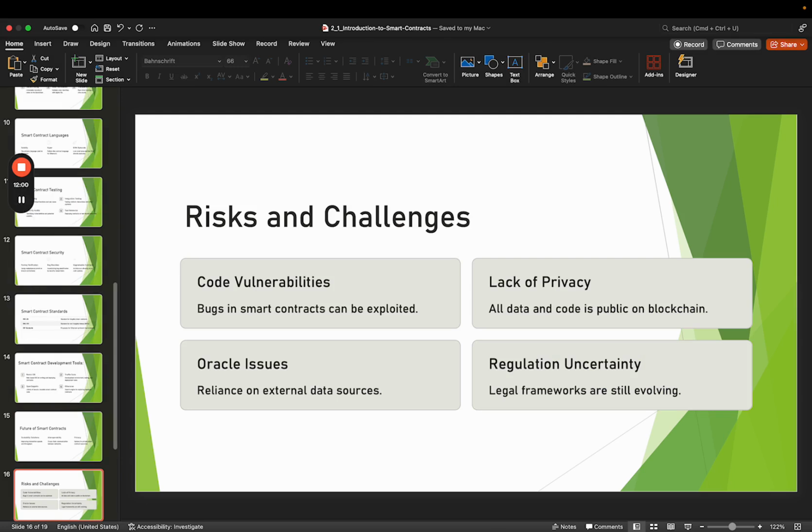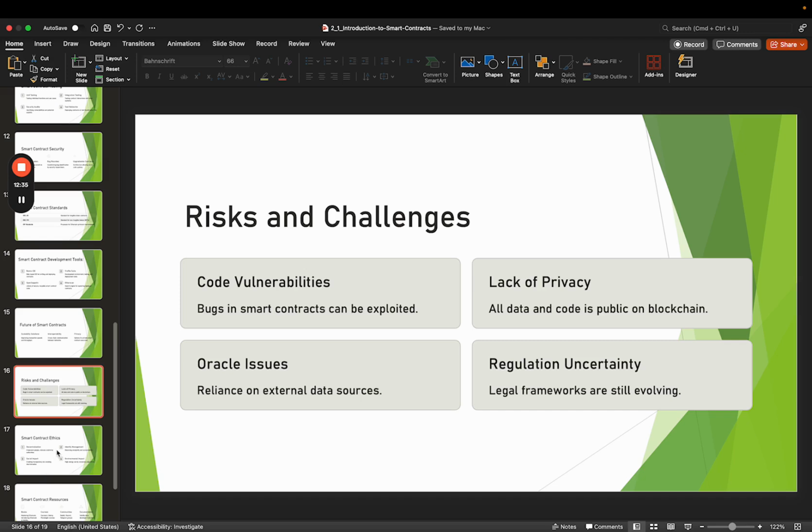Despite their benefits, smart contracts face challenges. Bugs in the code can lead to significant financial losses, and their immutable nature means errors cannot be easily corrected. Moreover, legal and regulatory uncertainties surrounding smart contracts can pose additional risk. We also have a lack of privacy, because all data and code is public on the blockchain. Oracle issues, that is, reliance on external data sources which supply the blockchain with real-time data from throughout the world, because a blockchain cannot interact with the external environment on its own.